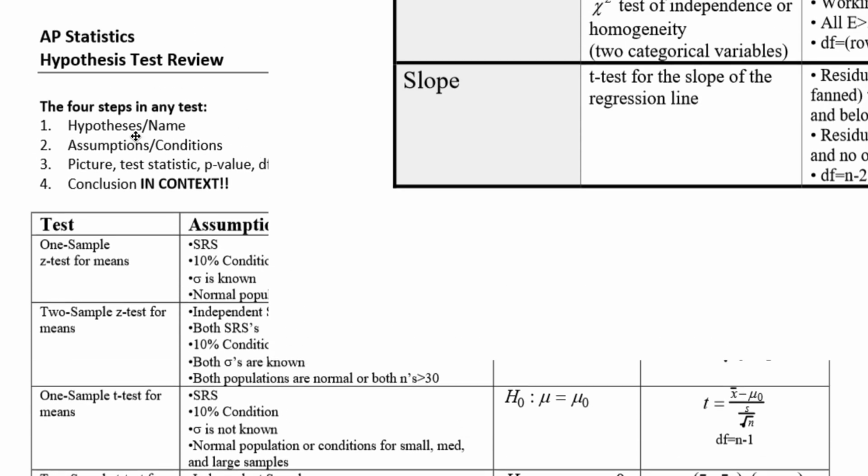And just to reinforce the 4 steps in any test. First, parameter, hypothesis or name. Second, assumptions or conditions. Third, picture, test statistic, p-value or degrees of freedom. Fourth, conclusion, which has to be in context. That's why I bolded and capitalized it.